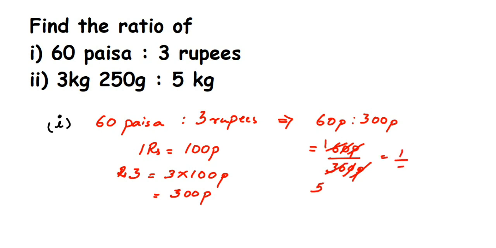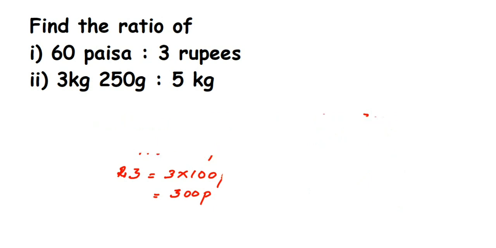Ratios are always brought into the simplest form. So try to cancel the numbers, bring it to the least form or the simplest form, and then convert back into the ratio. So 1/5 is in fraction form, and I'm going to convert this into a ratio. So this will be equal to 1:5. The same way we have to do the second question. So the answer is 1:5 for the first question.